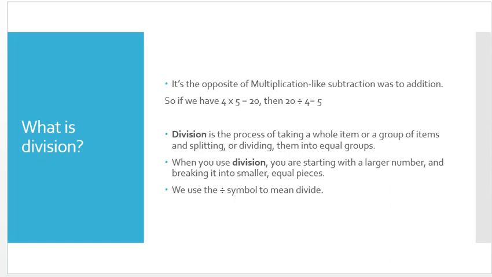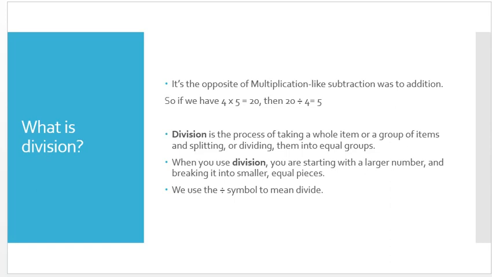Division is when we take one whole thing or a group of things and split them or divide them into equal groups. So if you had a pizza with 8 slices and you had 4 people eating the pizza, you could give everyone 2 pieces. Or if you had 20 candies and 5 friends, each one of them could have 4 pieces of candy.